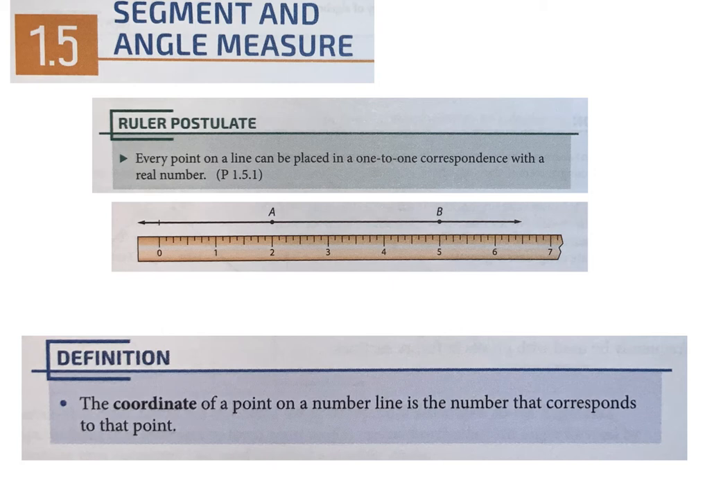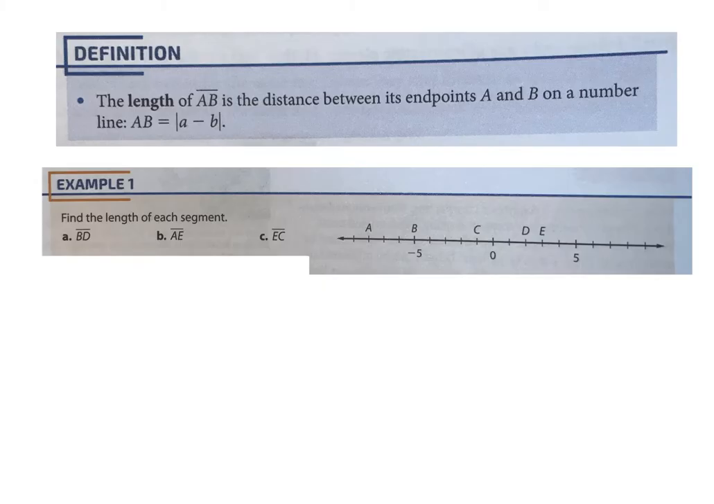So the coordinate of the point, that definition, is the number that corresponds to that point. So the coordinate of the point on a number line is the number that corresponds to that point. Just like when you graphed on the coordinate plane, you would have an XY that would define where it was. Your coordinate tells you where it is located on the number line.